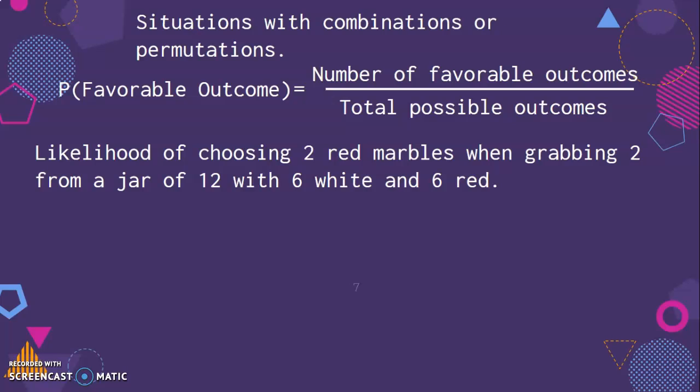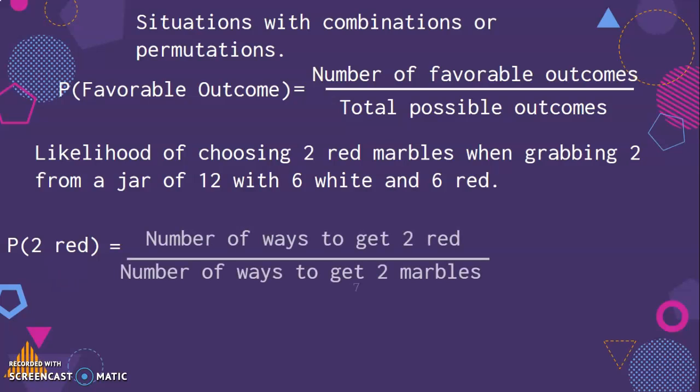Now, does it matter if I have 1 red and then another red? Does it matter the order? Not really. I'm grabbing 2 at the same time. And if there are 2 red, it doesn't matter. Order does not matter. Okay? And so let's set up our equation. So we want the number of favorable outcomes, which is our 2 marbles to be red, on top, the number of ways to get 2 red marbles, and the number of ways to get 2 marbles in general.